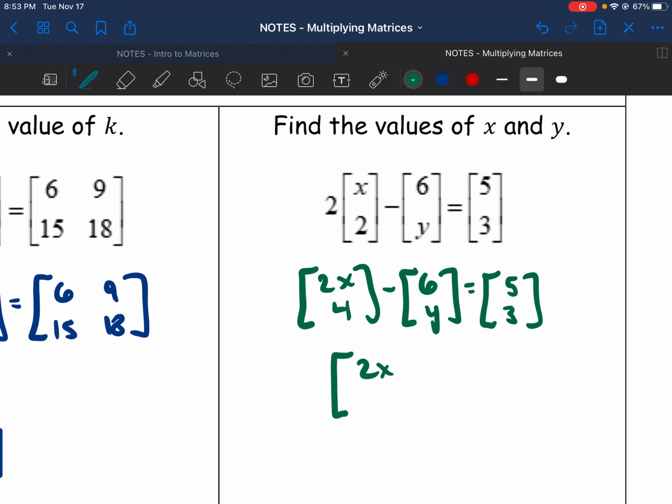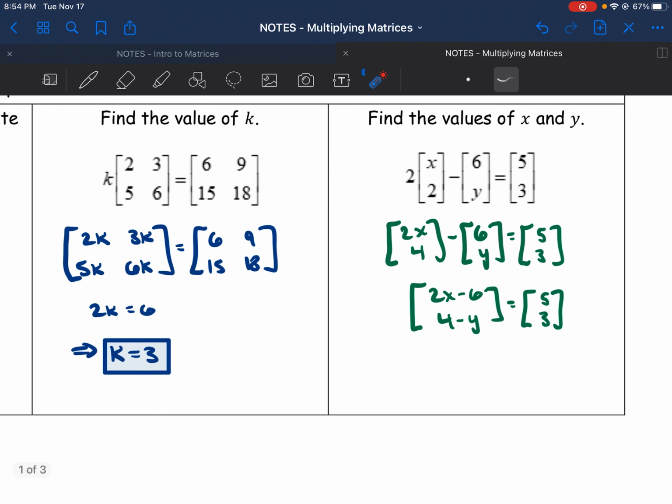They have the same dimension. This would give us 2x minus 6, 4 minus y, equals 5, 3. And very similar to the previous problem, we have a 2 by 1 matrix on the left equal to a 2 by 1 matrix on the right, which means that this element, 2x minus 6, is going to be equal to the element 5. Let's go ahead and set up an equation here. So 2x minus 6 equals 5. And similarly, 4 minus y should equal 3. Set up a different equation. And now we just need to simply solve these equations.